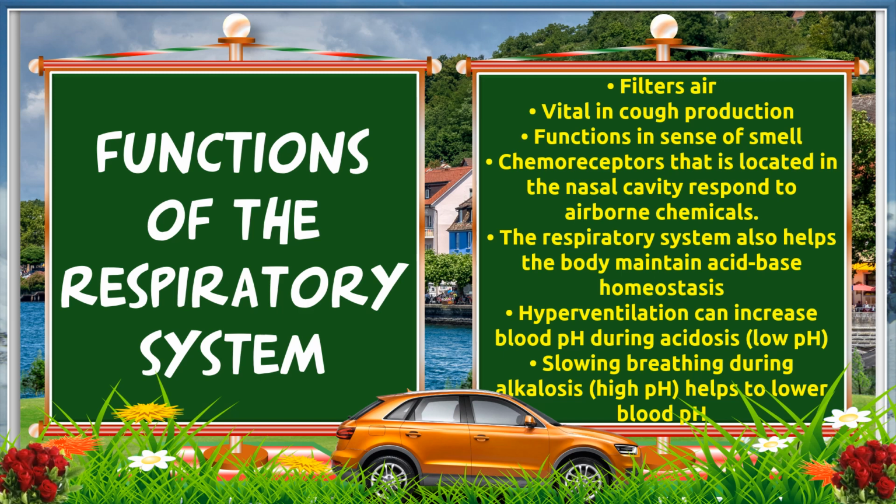The respiratory system also helps the body maintain acid-base homeostasis. Hyperventilation can increase blood pH during acidosis, that is low pH. Slowing breathing during alkalosis, that is high pH, helps to lower blood pH.